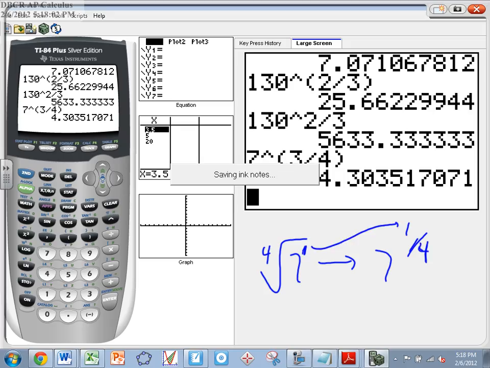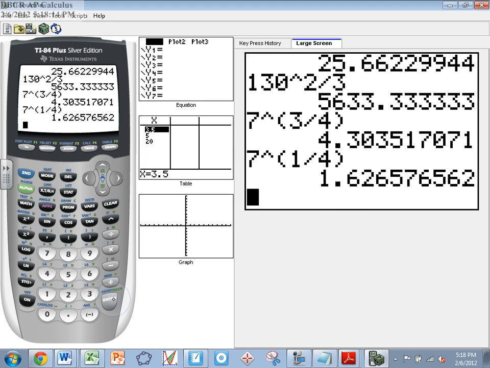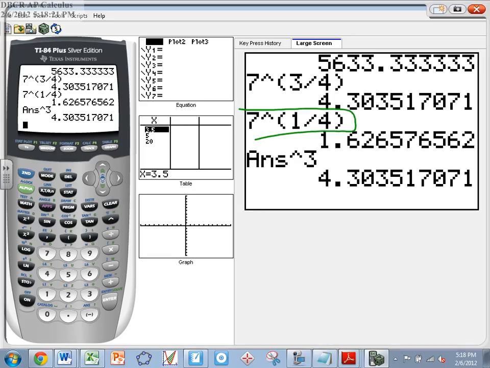So if I want to do the 4th root of 7, and then I want to raise it to the 3rd power, so here I want to do the 4th root of 7, so 7, and I want the 4th root. Okay, and I want to raise that answer to the 3rd power. And I take a look and see that if I do 7 to the 1/4 and then raise my answer to the 3rd, I get 4.3. Or 7 to the 3/4 is still 4.3. No difference in your answers, but different techniques on how to do that.